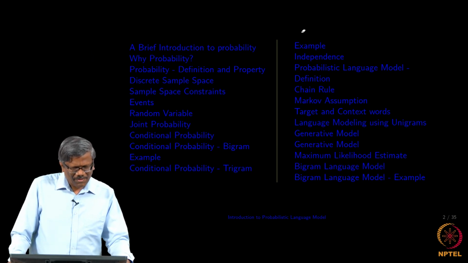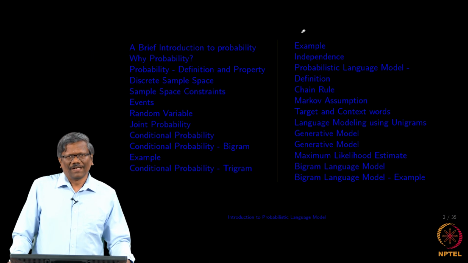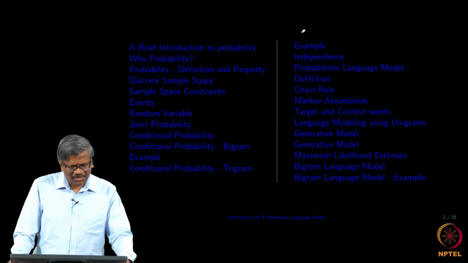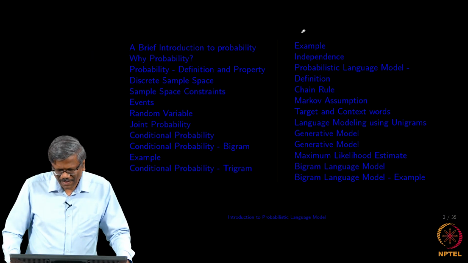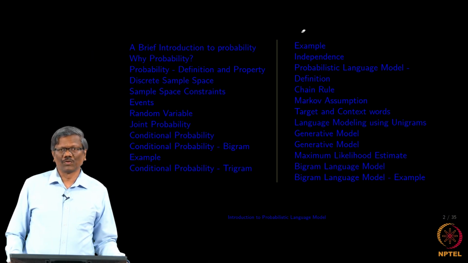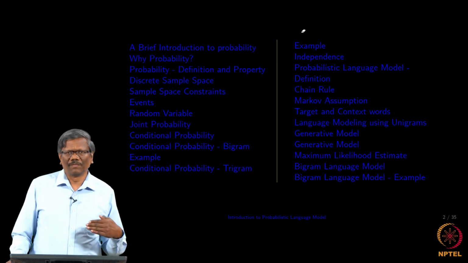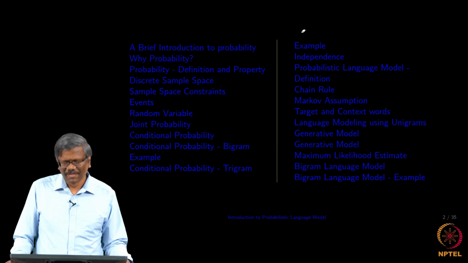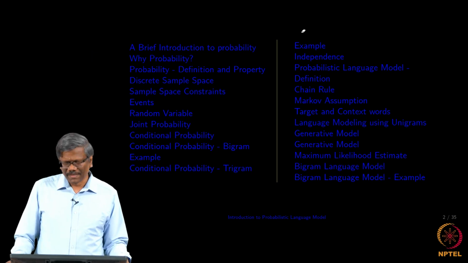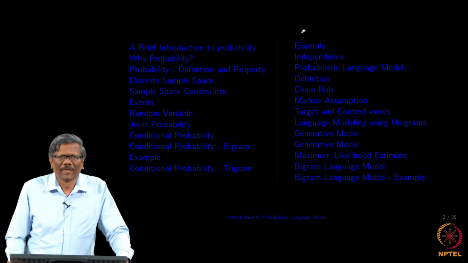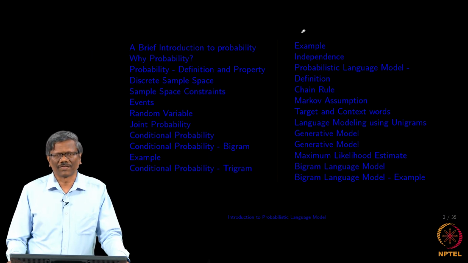Then I will talk about examples of the sample space, events and what a random variable is with respect to documents and words. We will talk about conditional probability, and some examples using bigrams and trigrams. Then we will talk about independence and how two words are independent or dependent depending on where they occur. Later we bring in the language model introduction and I will define what a chain rule is, and how to compute the probability of a sentence. Then I will bring in the Markov assumption to reduce the complexity of the computation and so on.